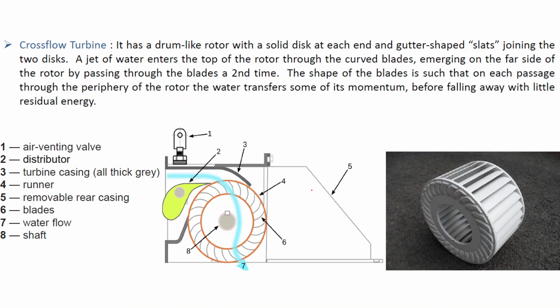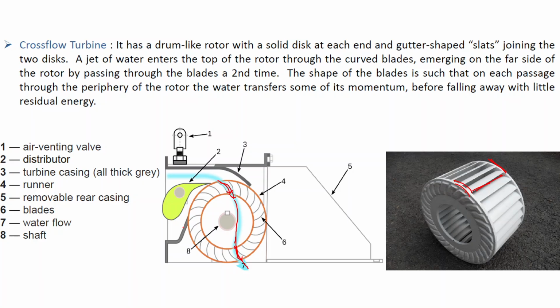Coming on to the crossflow turbine, it is a drum-like rotor with a solid disc at each end. This is also a solid disc, and there are gutter-shaped slats. These are the gutter-shaped slats joining the two discs. A jet of water enters the top. As we can see, it enters this blade, then comes out from here and then enters again in this blade. So basically, a single run of water is entering twice into this turbine.